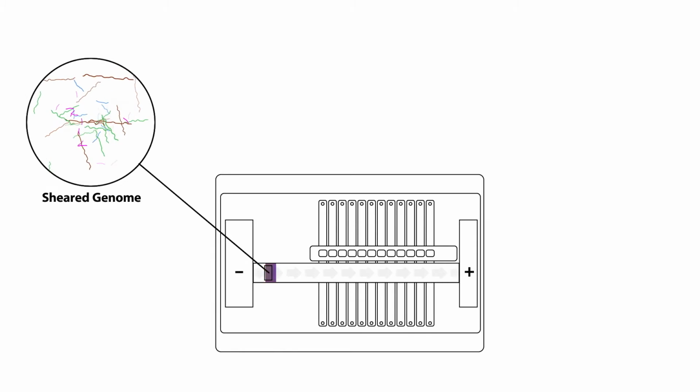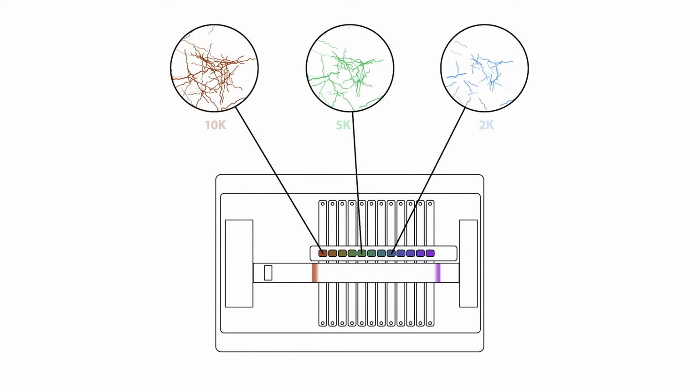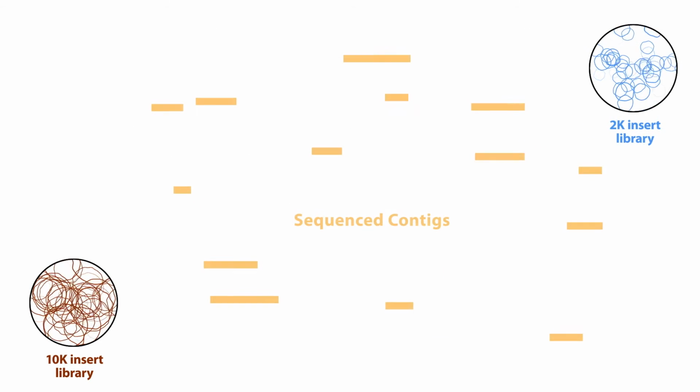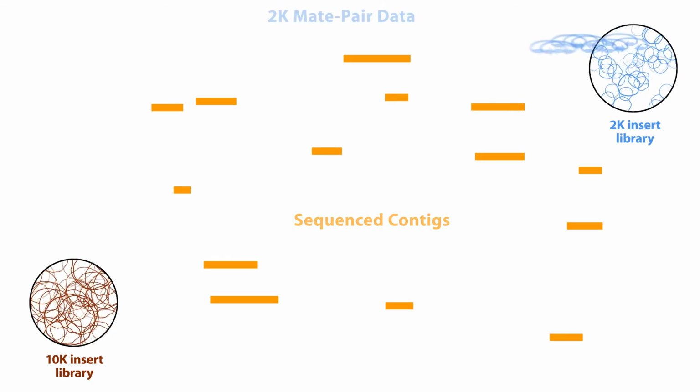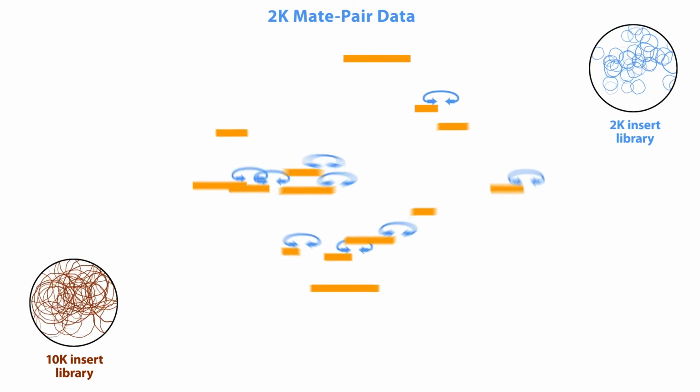The SageELF allows researchers to select multiple insert size libraries from a single DNA sample. This provides an unprecedented tool to study genomic rearrangements using mate pair sequencing.